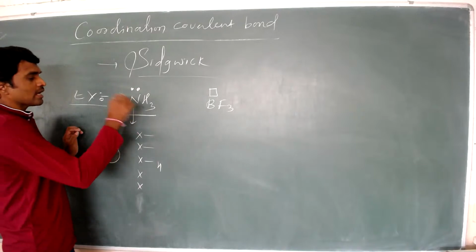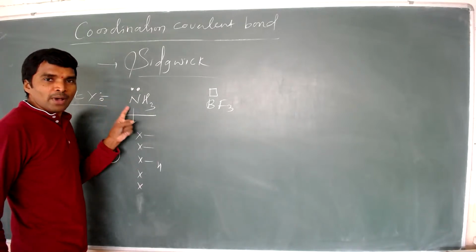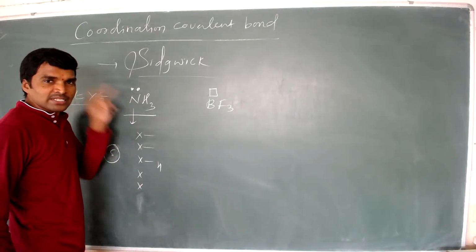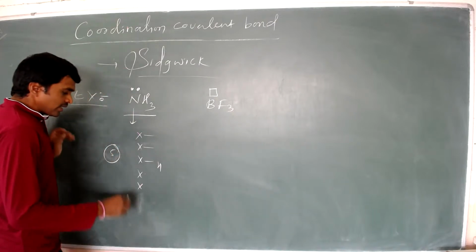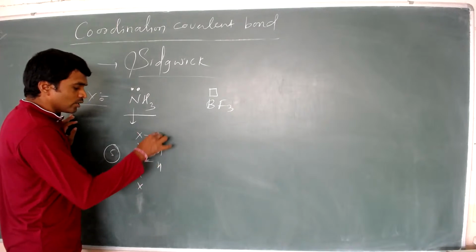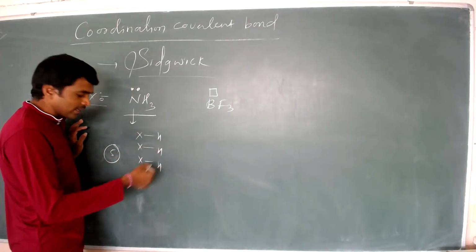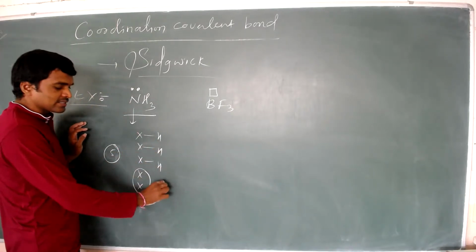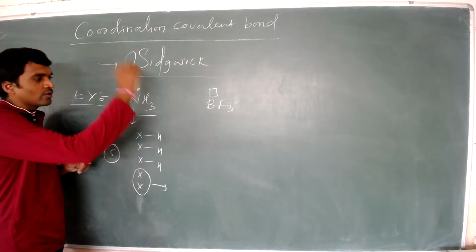So nitrogen comes under the fifth group: nitrogen, phosphorus, arsenic, antimony, bismuth. Now see, in the fifth group I have taken 5 electrons, and 3 hydrogens participate in bonding, and 1 extra pair of electrons is there. That extra pair of electrons I have written here.